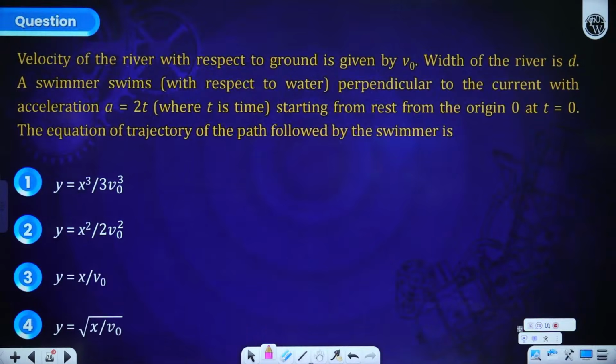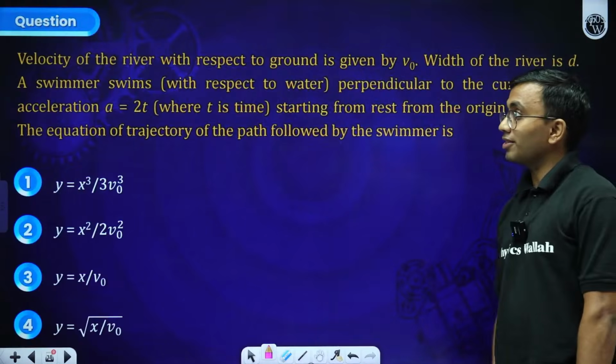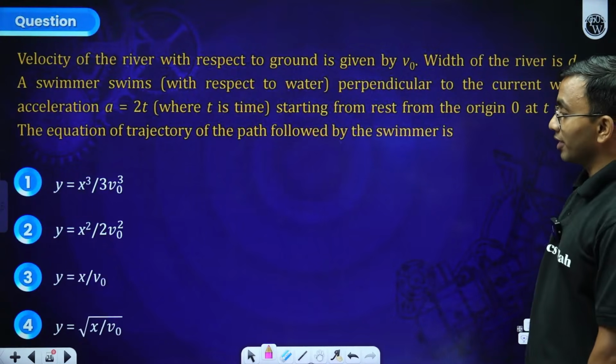Next question. This is a different question. Here acceleration is there. Here some acceleration is there. It's not a constant velocity question. Let us read it out.